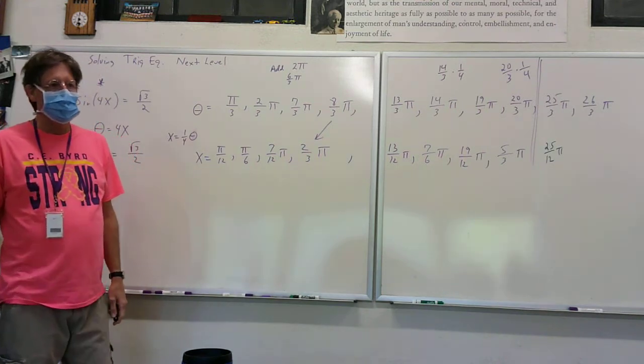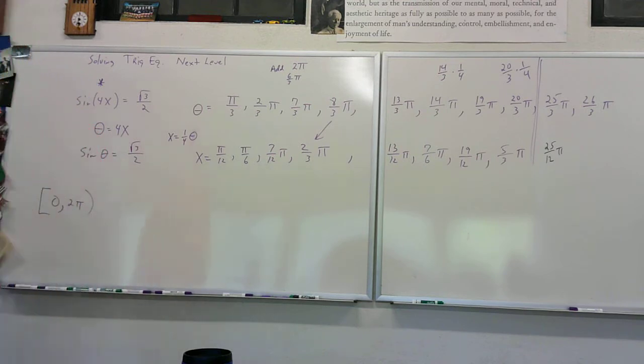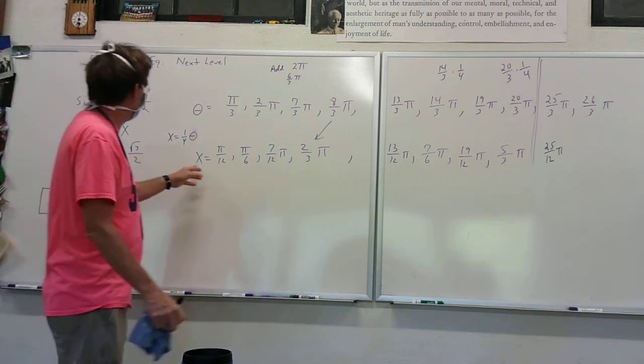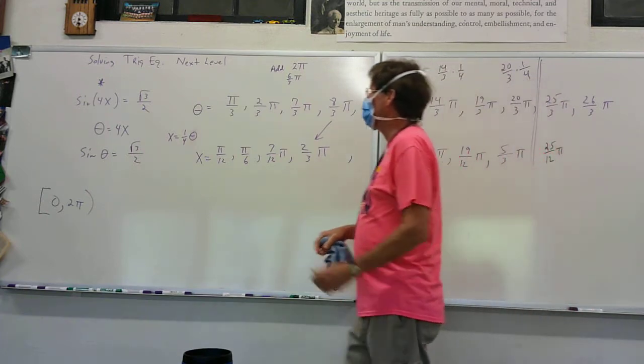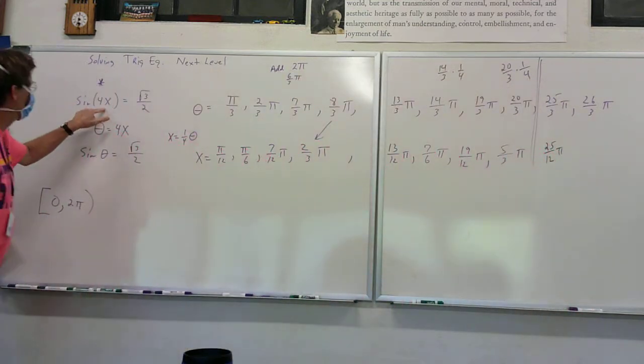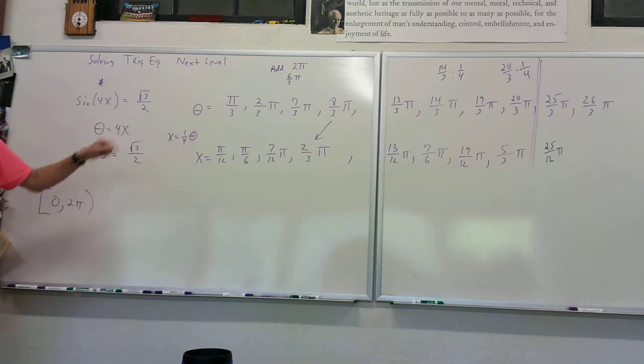All right? Now, someone says, Mr. Evans, would you do another one of those? Yes, I will. All right? Can you stop right there, Mr. Evans? That's your whole answer right there. Those are all the x values where if you substitute them in here and work it out, you'll get square root of 3 over 2. That's right. And that's not all of them, that's just all of them between 0 and 2 pi.